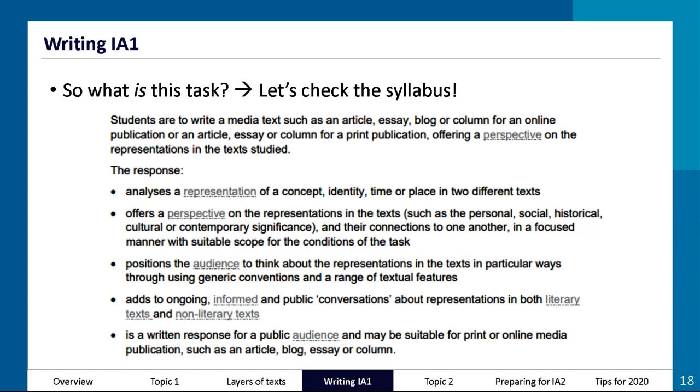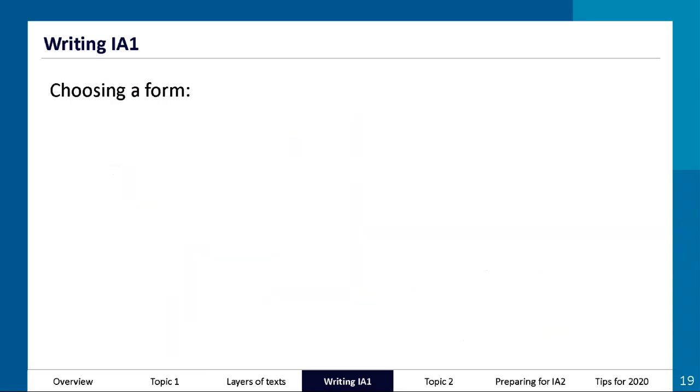You write, I've probably accidentally referred to it as an essay, but no, for this task, IA1 is not an essay, it is a media text, such as an article, essay, blog, or column, for either an online or print publication, other stipulations. And we'll go through the task criteria in a bit more detail in a sec, but essentially you shouldn't think of this as your stock standard essay that you write for your English teacher. This is a media text written for a media audience. So you have to be a little bit creative and adopt a persona and kind of construct a piece here.